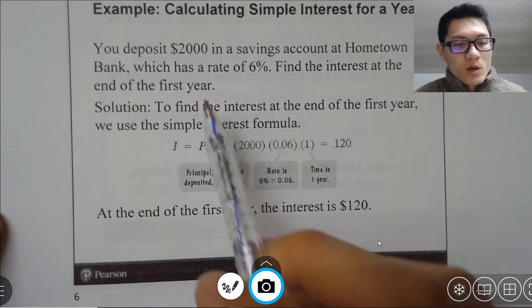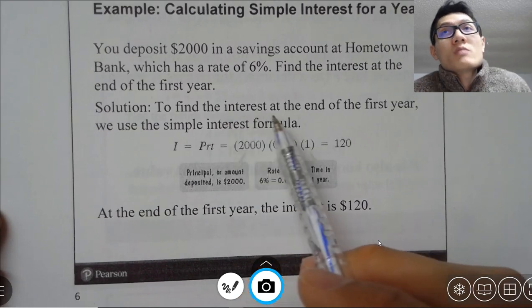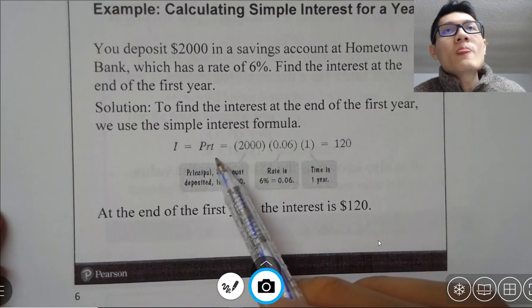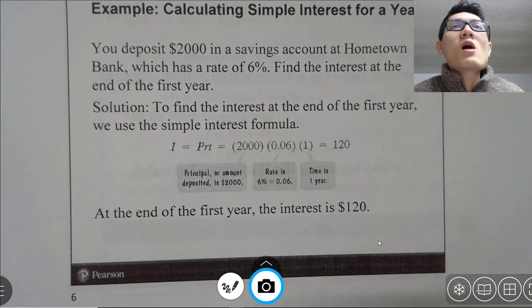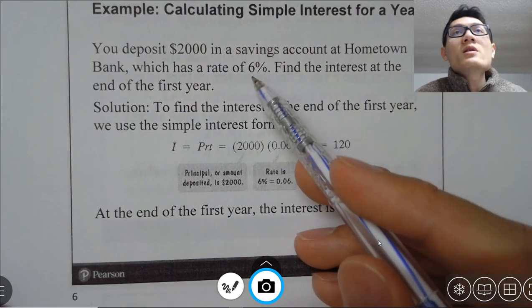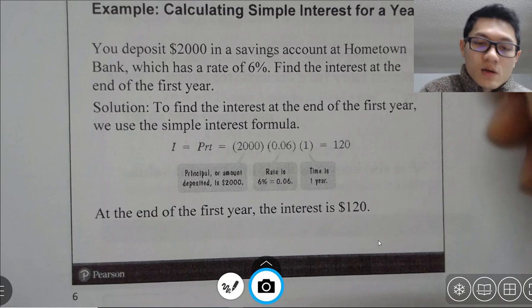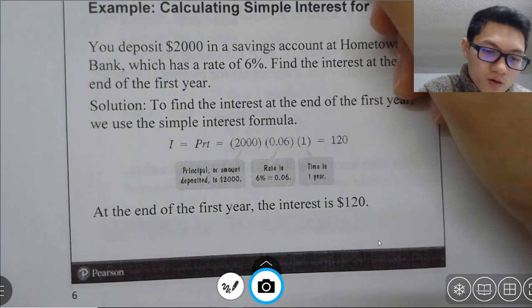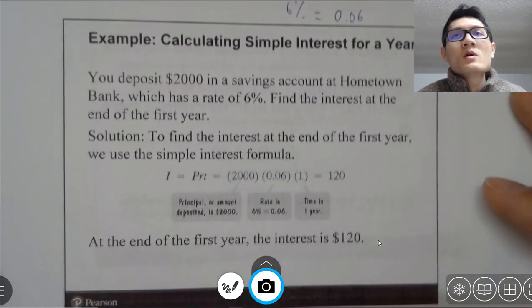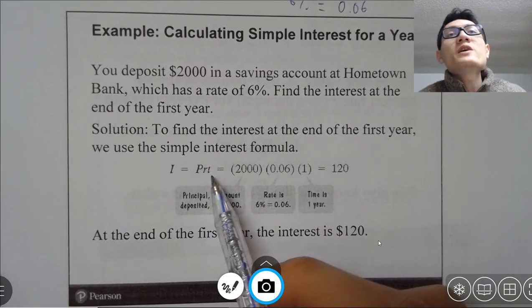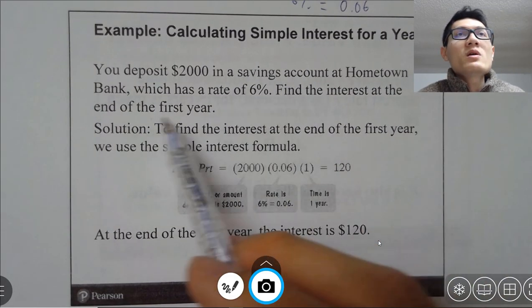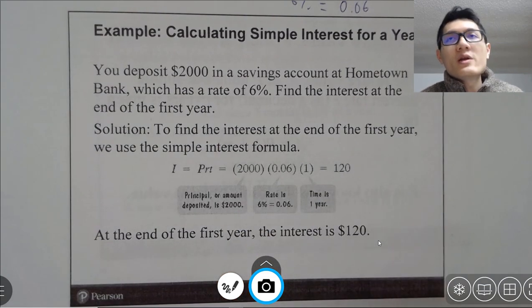Alright, so we find the interest at the end of the first year by using the simple interest formula, I equals PRT. P is the amount that you deposit in the beginning, which is 2,000. The rate, in this case, the interest rate is 6%. Again, 6% equals 0.06 in decimal. And then we multiply by T. T is the time. The time has to be in years. We want the time to be the end of the first year, or just 1 year, or just one.